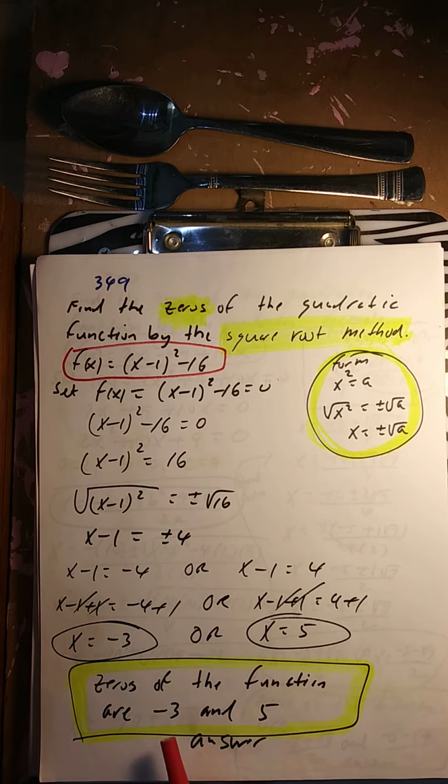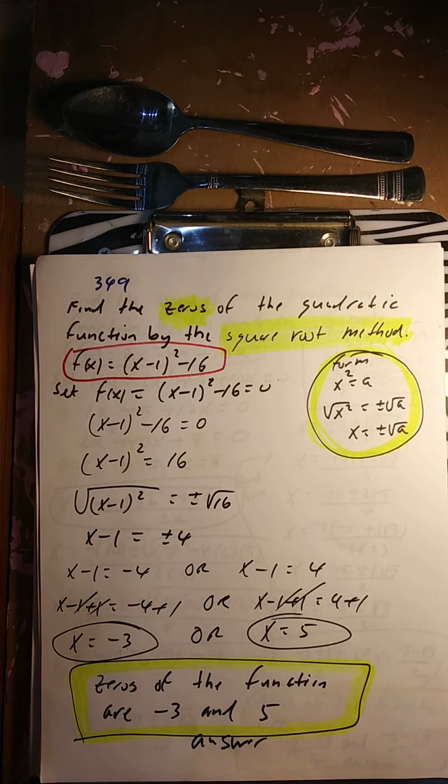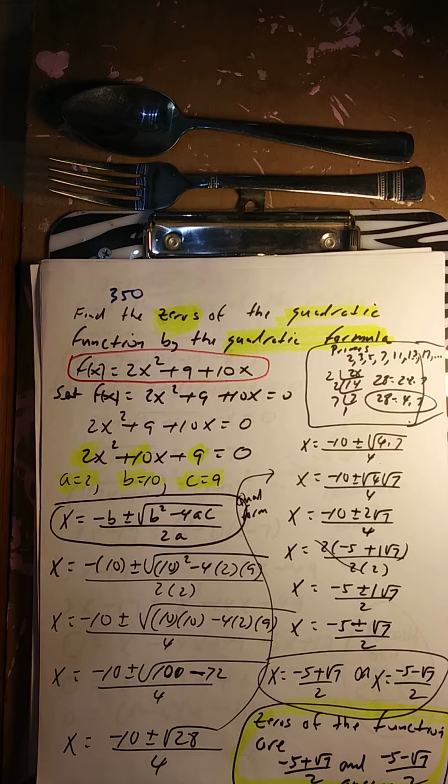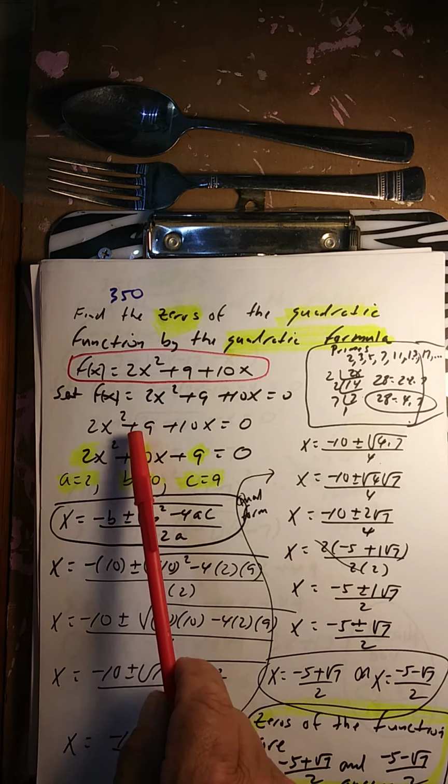So zeros of the function are what? Negative 3 and 5 by the square root method. Find the zeros of the function by the quadratic formula. Okay, let's use the quadratic formula then. So A, B, and C.